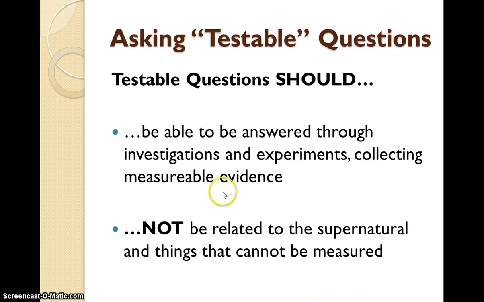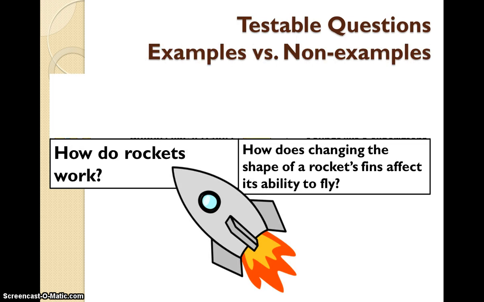Also down here, when we're talking about science in this class, we're not going to be talking about supernatural things. So when we're talking about testable questions, it can't be related to supernatural things that can't really be measured. So you can't say a ghost did it. Yes, I know there are some ghost hunters out there and they have all kinds of fancy equipment, but for this class, we're going to focus just on the natural world. So things need to be specific, they need to be able to be answered by experiment, and they cannot be based off supernatural phenomena. So here's an example.